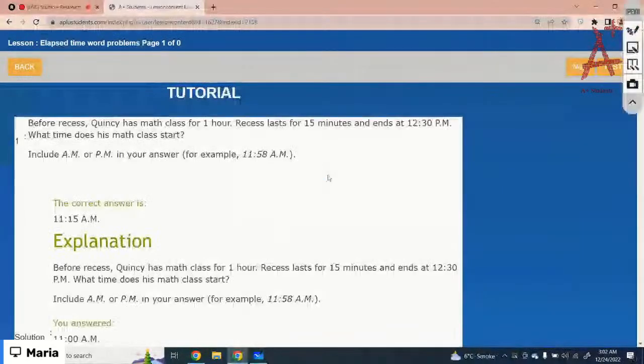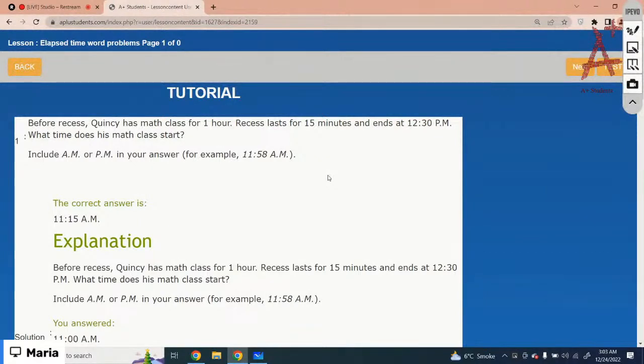Okay, here I am on maths. The chapter name is problem solving and estimation, and the lesson name is elapsed time word problems. So let's just start with the first example. Just listen to me carefully.